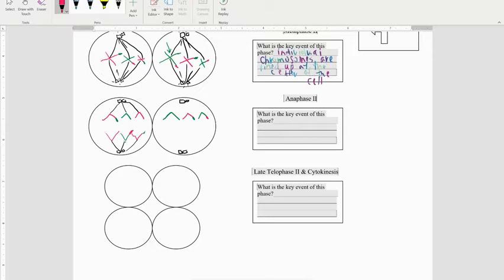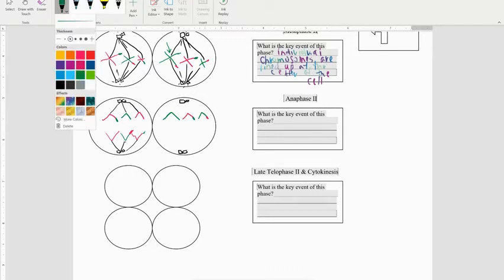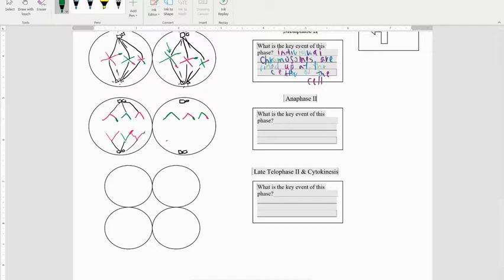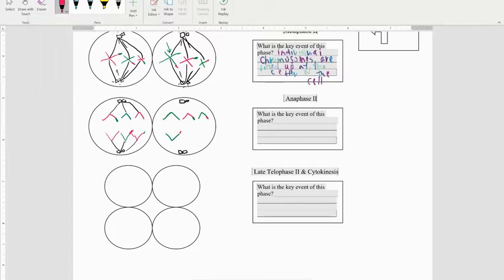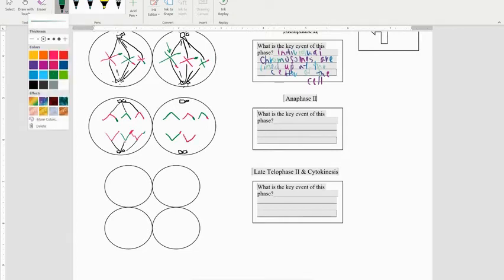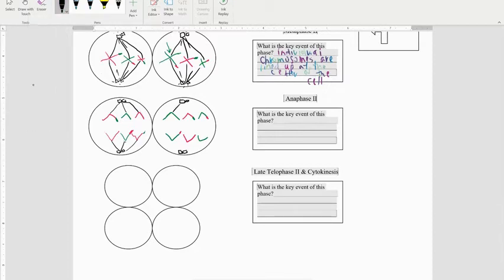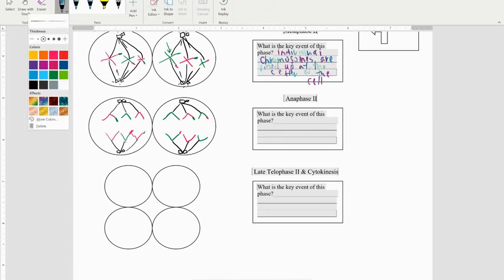On the bottom, we're going to do the same thing. Sorry, I'm going to draw it going the other direction just to keep it the same. So green, a little bit of pink. The next one's just all pink. And then the last one is just all green. Draw in my spindle fibers. Again, pulling those, that's what's separating those sister chromatids. All right, let's switch and write in our key events of this phase.